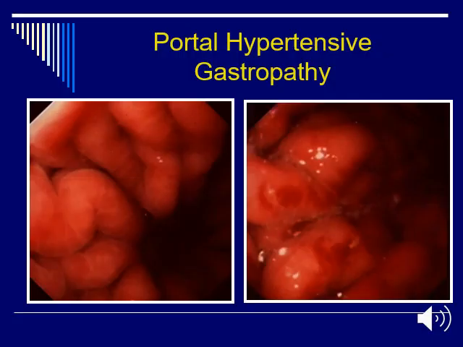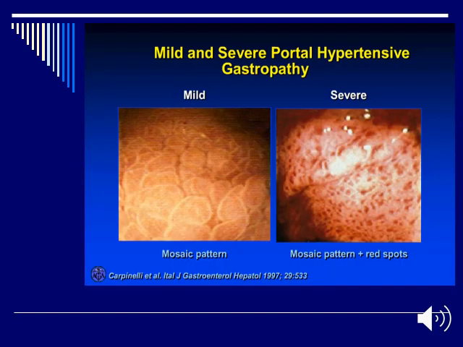Next point in portal hypertension is portal hypertensive gastropathy. This is the endoscopic picture for it. If it is mild, it has a mosaic pattern appearance, or chicken wire appearance, or snake skin appearance. If it is this mosaic pattern plus hemorrhagic spots, it is called severe.